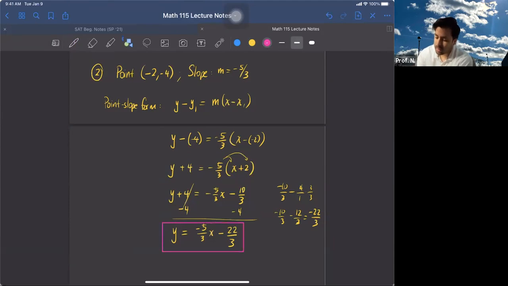So that's that. And that's that here. This is the point slope form. And this is the slope intercept form.